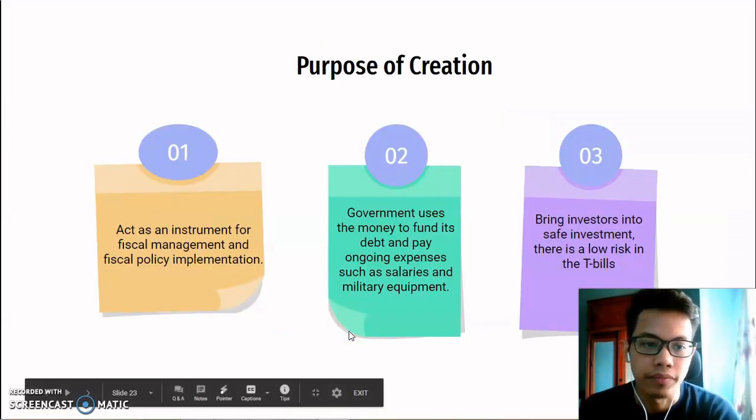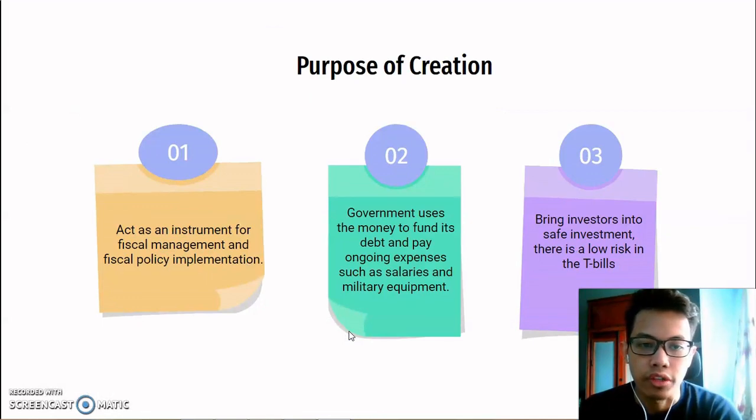Purpose of issuance. The main purpose of the issue of Treasury bills is to act as an instrument for fiscal management and fiscal policy implementation, and for setting a short reference rate on the future market. The government uses the money to fund its debt and pay ongoing expenses such as salaries and military equipment. It is easy to bring investors into a safe investment, where there is low risk in T-bills. This is because T-bills are issued by the government.